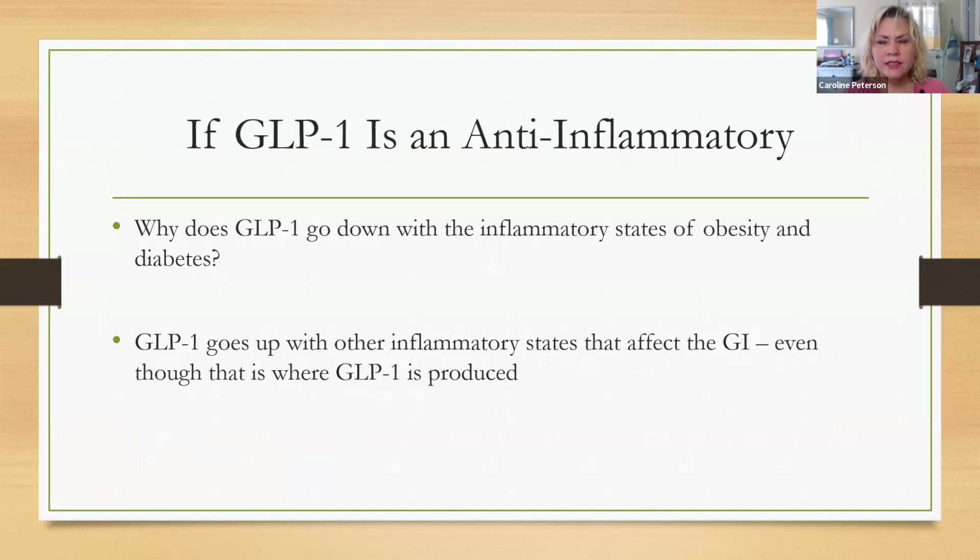So why does GLP-1 act differently in obesity and diabetes than it does in other GI inflammatory states? I was thinking, well, GLP-1 is produced in the L cells in the intestine, so maybe they would be damaged and then not able to produce the GLP-1 with those inflammatory GI conditions, but that's not true. GLP-1 is produced in higher quantities in those GI inflammatory states. So what's going on here?